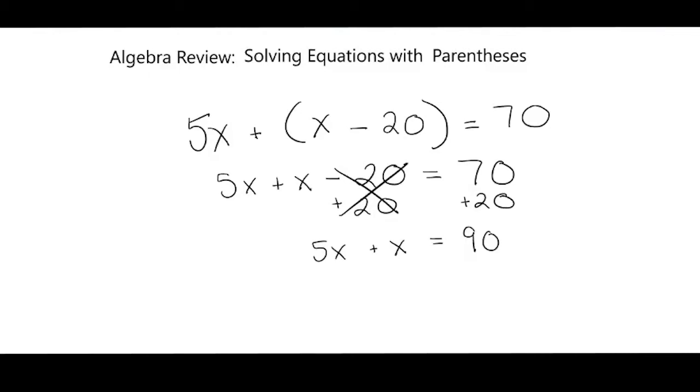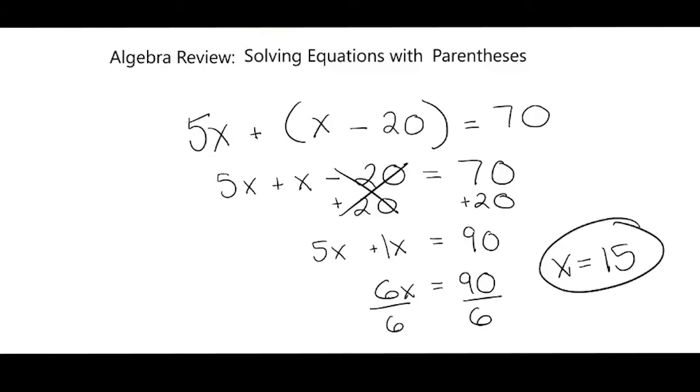Well, 5x plus x, that's 5x plus 1x, so that's 6x equals 90. And I'll divide both sides by 6, and x equals 15.